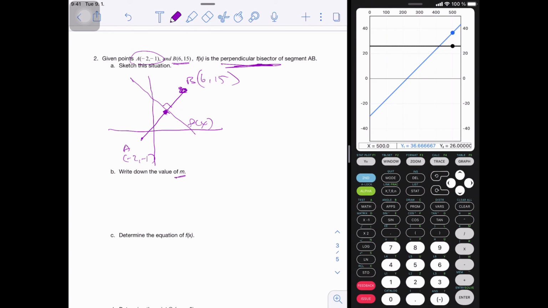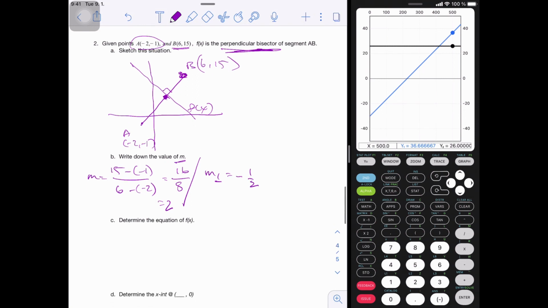So it wants me to find the value of m. That means to find the value of m, I'm going to go 15 minus -1, because it's the change in y values, over the change in x, which is 6 minus -2, which is 16 over 8. Now, but I want a perpendicular line, and so 16 over 8 I know is 2. The perpendicular line is going to be the negative reciprocal, so it's -1/2.